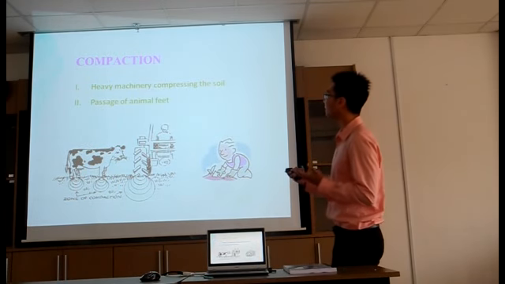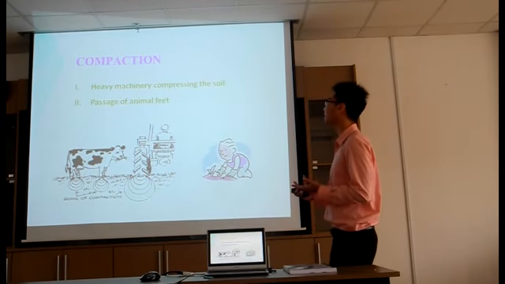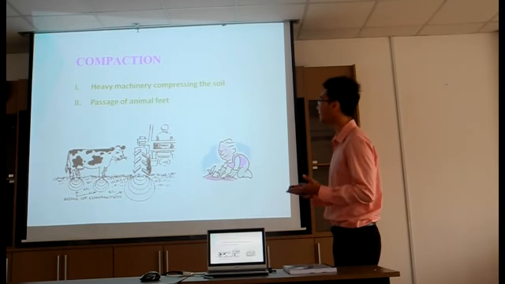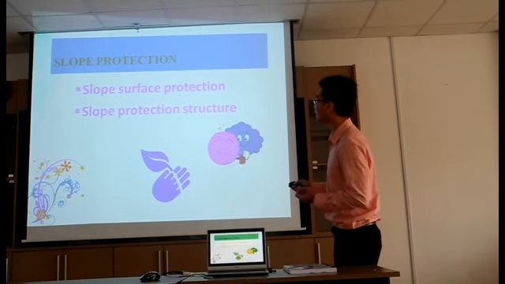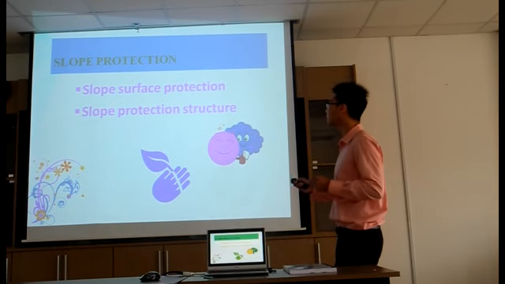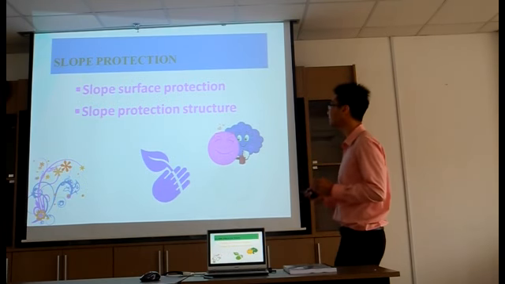After that, we have to do the compaction process, using heavy machinery to compress the soil to make it safer. After that, we proceed to slope protection. We have divided it into two: slope surface protection and slope protection structure.